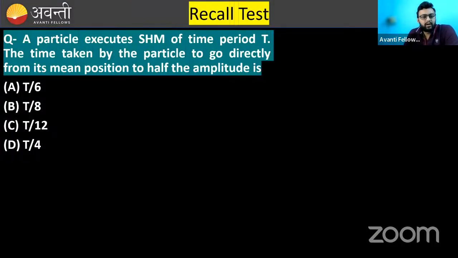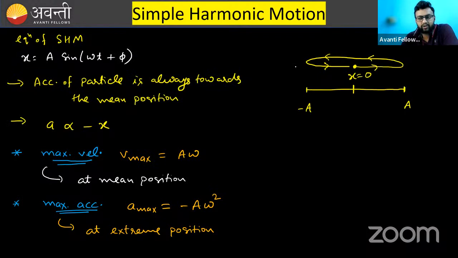Recall test. This is a very famous question actually, and you should remember the result as well. One more thing that I can recall for you for SHM: for example, SHM is between these 2 points. This is the mean position, x equals 0. This is the maximum displacement, A. This is the maximum displacement on the left side, that is minus A.